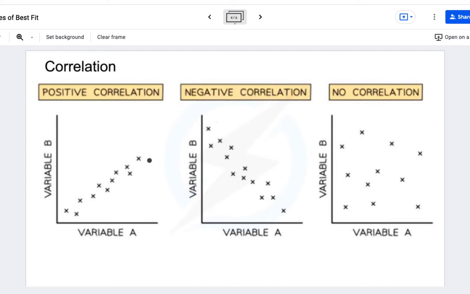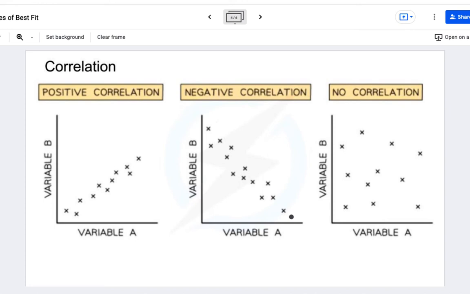A negative correlation is when variable A increases, but variable B decreases. So this could be the amount of gas in the tank compared to how many miles you drive. When you drive more miles, the amount of gas in the tank goes down.